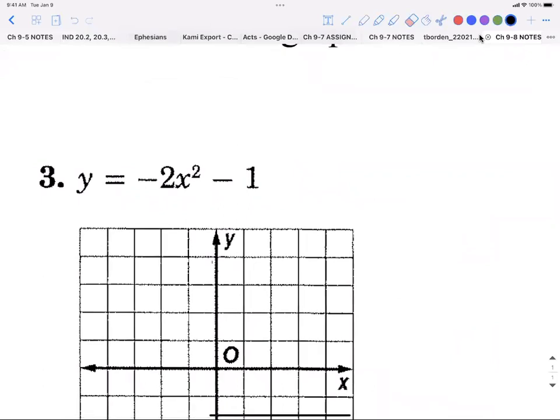Robert, you need to sit up or stand up, okay? Those are your two options, all the way up. Thank you, sir.